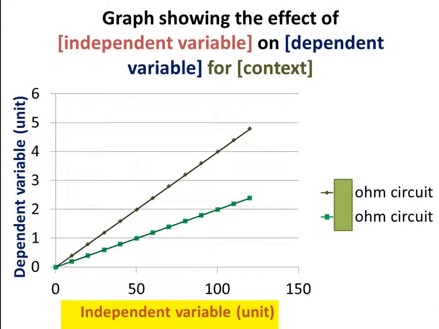Now you first need to decide what variables belong on each axis. What is the independent variable and what is its unit? What's the dependent variable and its unit? And then you need to decide how we're going to write a heading for this graph. Graph showing the effect of which variable on which variable for which context. You complete all that. Now the next thing you need to decide is that these two graph lines represent the data for the two different circuits. One is for the 25 ohm circuit, one is for the 50 ohm circuit. But which line is for which?